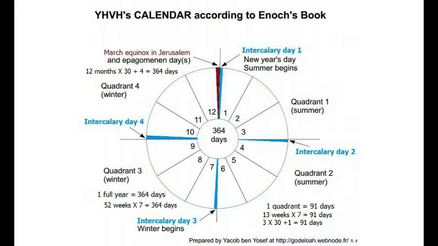The 4 intercalary days are added before the first month, that is, in the first division and the 4th portal, before the 4th month, that is, in the 2nd division and the 6th portal, before the 7th month, that is, in the 3rd division and the 3rd portal, and before the 10th month, that is, in the 4th division and the 1st portal of the full year.